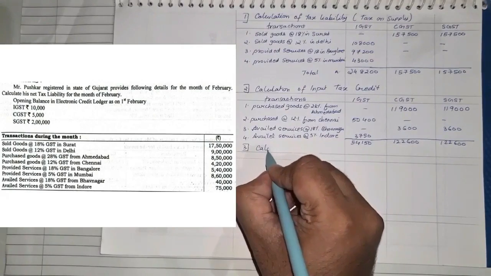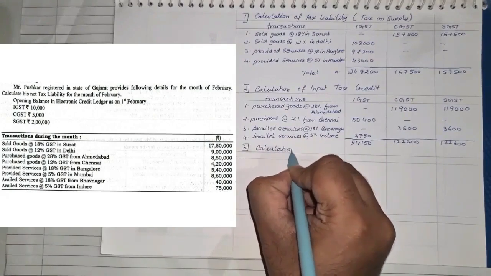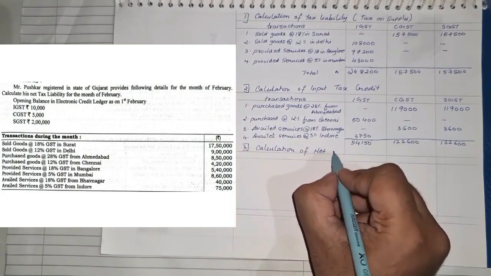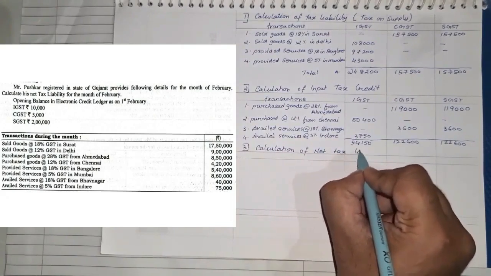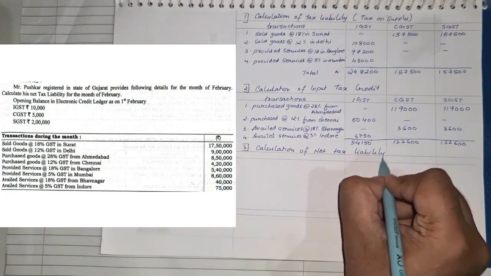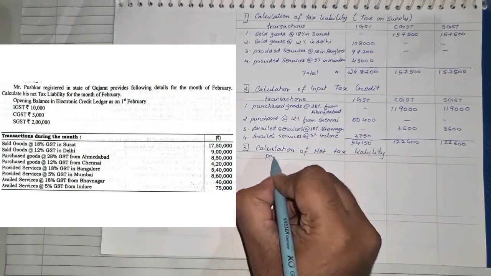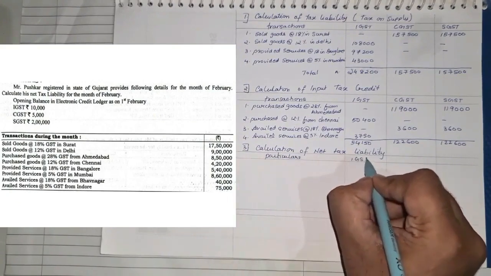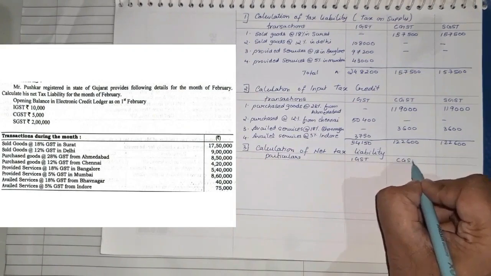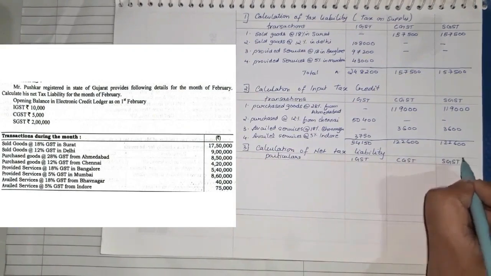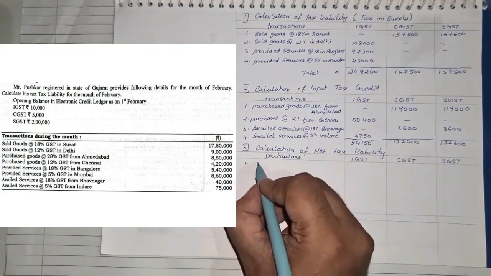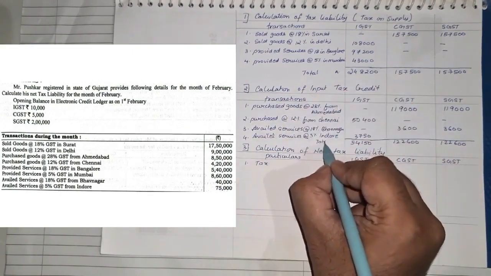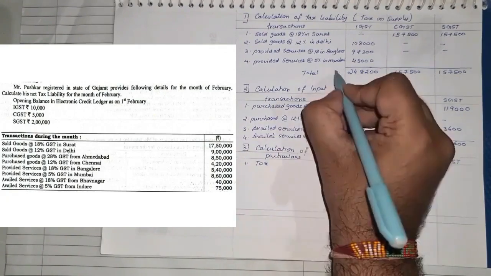So now this will be the calculation of net tax liability. I'll write here particulars: IGST, CGST and SGST. Very simple. Step number 1 will be tax payable. Now wait, this is also the total, so we'll write this as total. This is my B answer, this was my answer A.